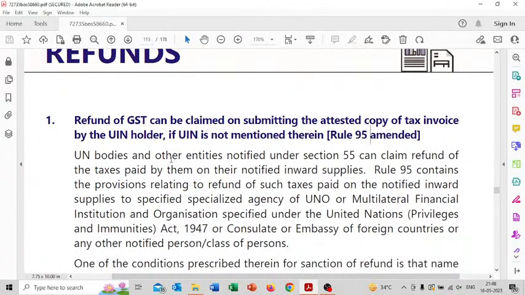UN bodies and other entities notified under section 55 can claim refund of the taxes paid by them on their notified inward supplies. Rule 95 contains the provision relating to the refund of taxes paid on the notified inward supply to the specialized agency of UNO or the multilaterals.